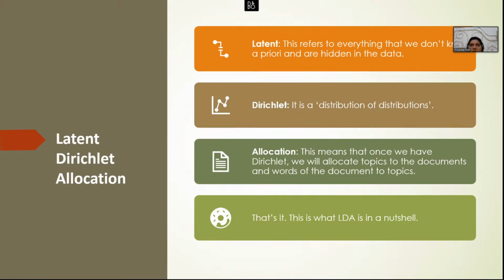Dirichlet, we'll come to this term. It's a very interesting term. For now, just take my word for it: it's a distribution of distributions, a distribution of probability distributions. We'll come to that shortly and see how the Dirichlet distribution works. And allocation is nothing but, once we have the distribution, allocating it to the documents. Maybe this particular set of documents falls in this category, and this particular set falls in that category. So latent is hidden structure analysis, Dirichlet is a distribution, and allocation is finally allocating the Dirichlet distribution to the various documents available in our corpus.